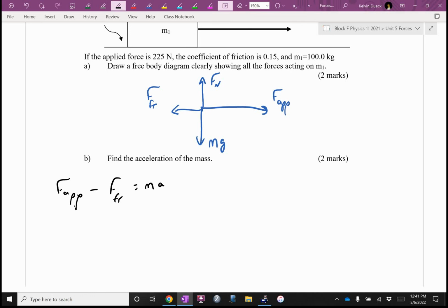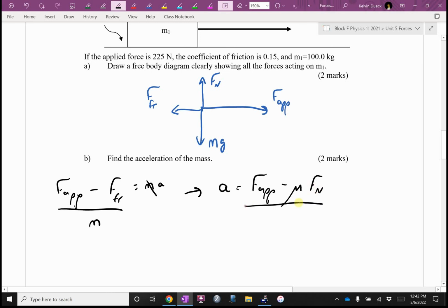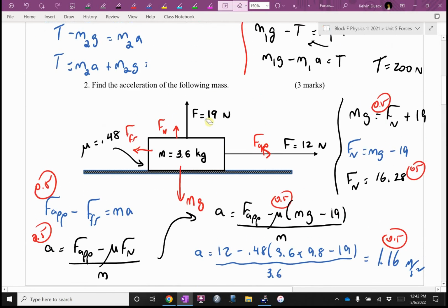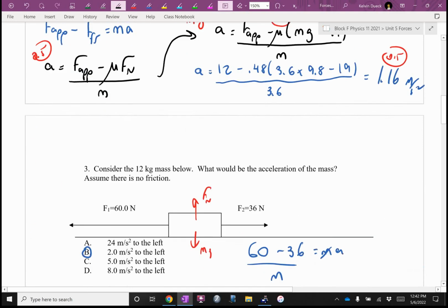For now, I think we can use Declan's theorem. That's going to give us a equals F applied minus mu times the normal force all over m. Riley, I don't know the normal force. So I would live with it if you just did that because this is an easier one. I would not do that if I noticed there was an extra vertical force. I would be much more meticulous.